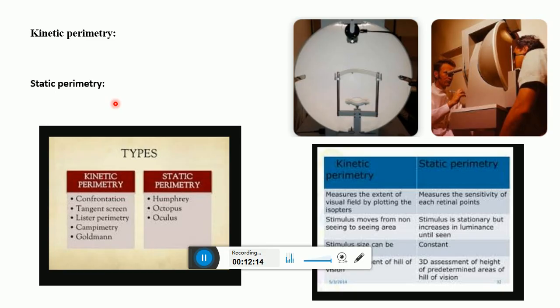This test measures the depth of the defect at various locations in the visual field. The commonly used static perimeters are the Humphrey and the Octopus. Another one is Oculus. Kinetic perimetry can also be done by confrontation method, tangent screen, Lister perimetry, campimetry, and Goldmann perimetry.